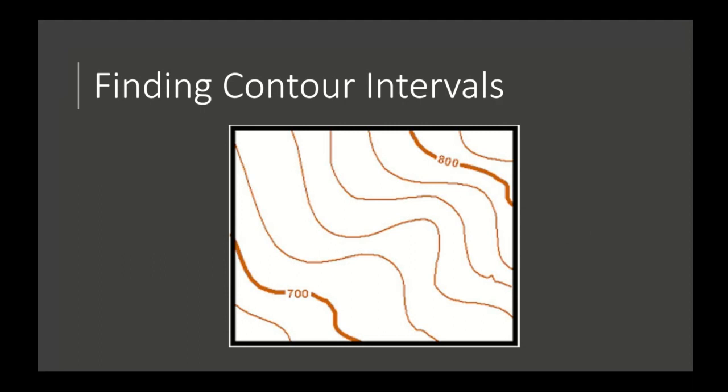And we know that from 700 to 800, that's a 100-foot difference. So we need to find that 700 to that first contour line. So 100 divided by 5 is going to be 20 feet. So between the index line to that contour line is going to be 20 feet. So we have 700, 720, 740, 760, 780, and then 800. And that's how you find the contour interval. It's pretty easy to find. However, it's most likely going to be depicted on the map as well.